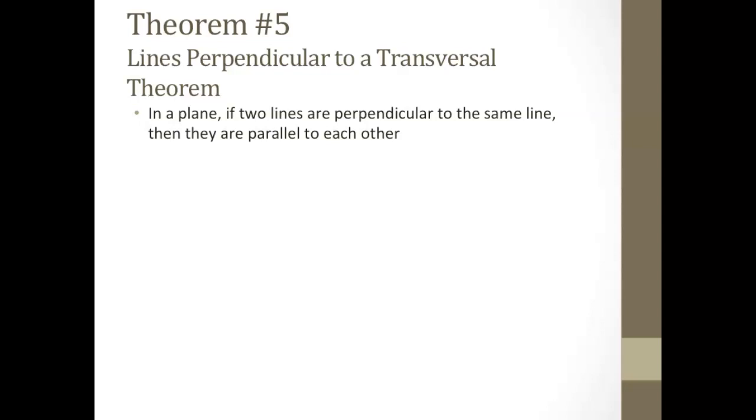All right, so as an example, we have a diagram here. So this theorem is saying if two lines are perpendicular to the same line, so if M is perpendicular to P and N is also perpendicular to P, then you must know that M and N are both parallel to each other.